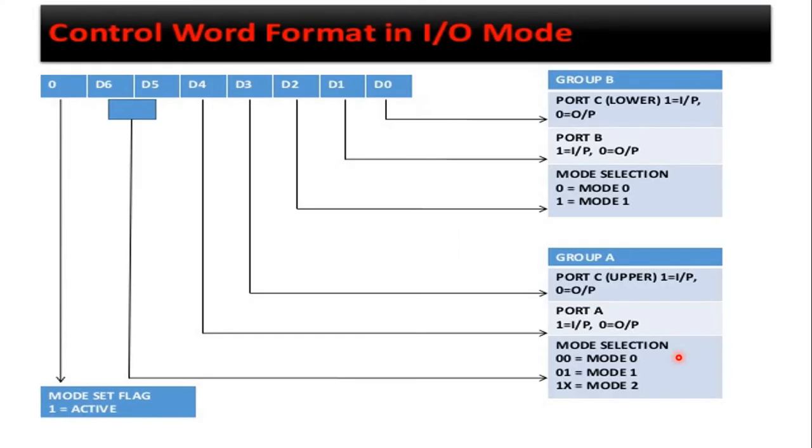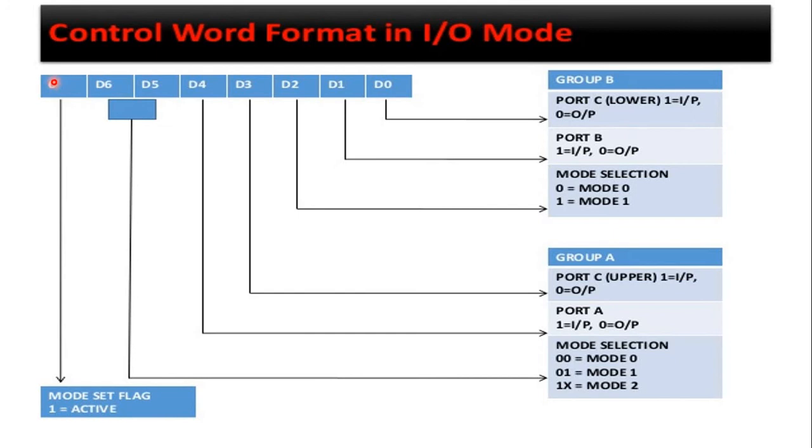So this is the control word format of 8255 in I/O mode. Already you know the control section has an 8-bit register called the control register. The binary word written into the register is called the control word. The control word will specify the I/O function for each port. So it is an 8-bit register, that is D0, D1, D2, D3, D4, D5, D6.